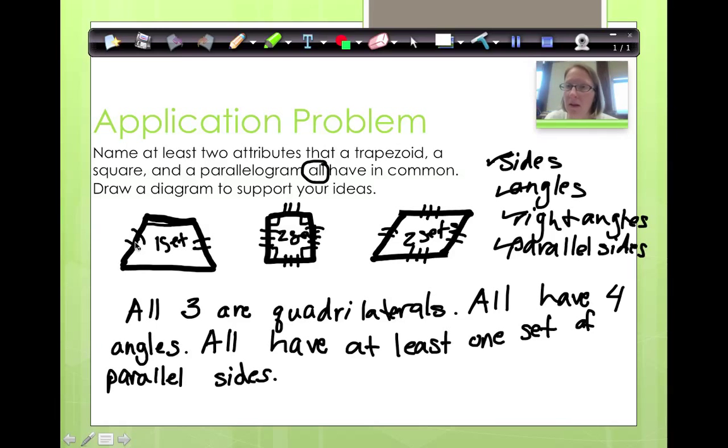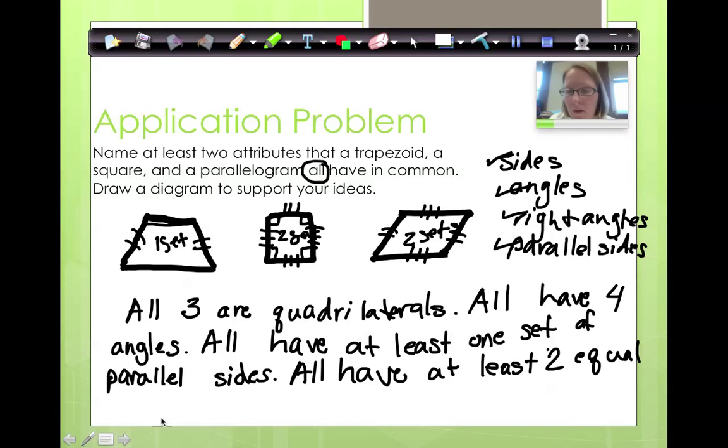So what can we say about the lengths of the sides? Well, all have at least 1 set of equal sides, right? All, or how many equal sides? 2? Let's say 2 sides. Maybe that would be a better way of saying it. All have at least 2 equal sides. Okay. That's not too bad, is it?